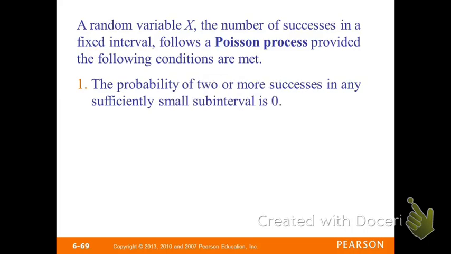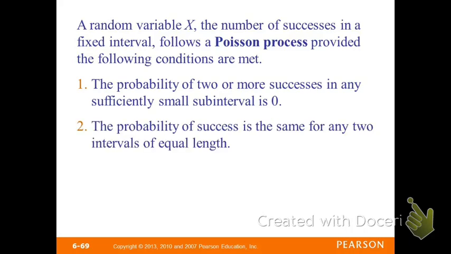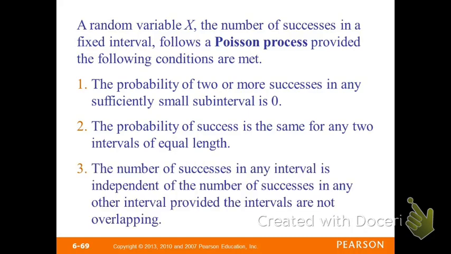The probability of 2 or more successes in any sufficiently small subinterval is 0. The probability of success is the same for any 2 intervals of equal length, and the number of successes in any interval is independent of the number of successes in any other interval, provided the intervals are not overlapping.